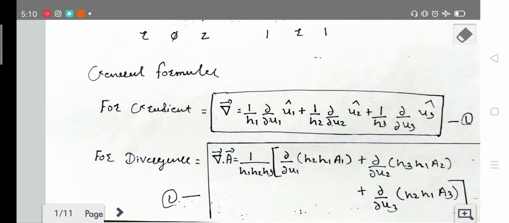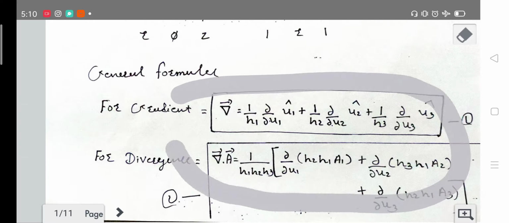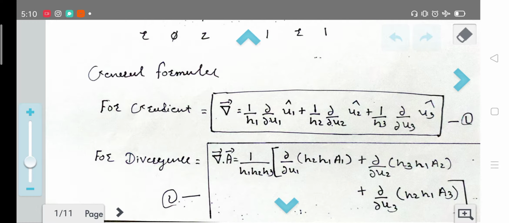So these two formulas you need to remember. You can pause the video and take a screenshot.